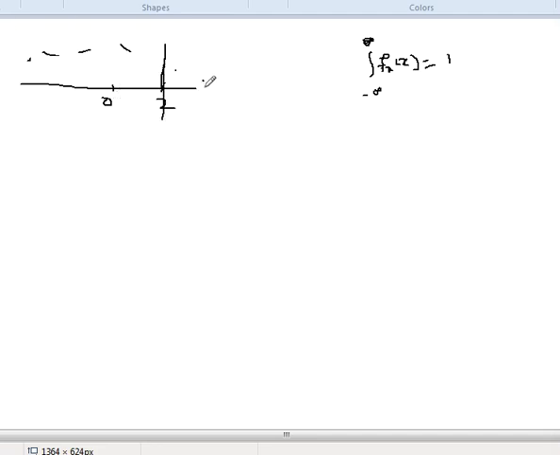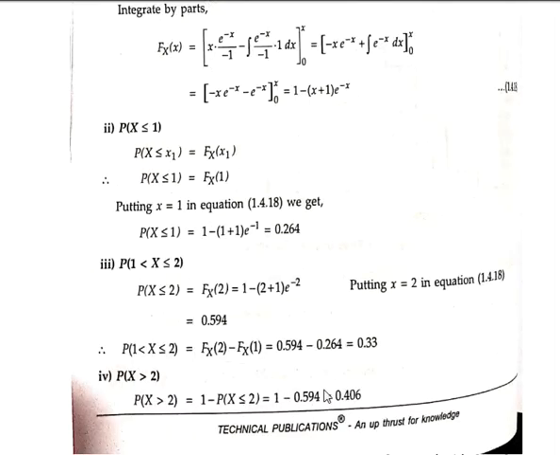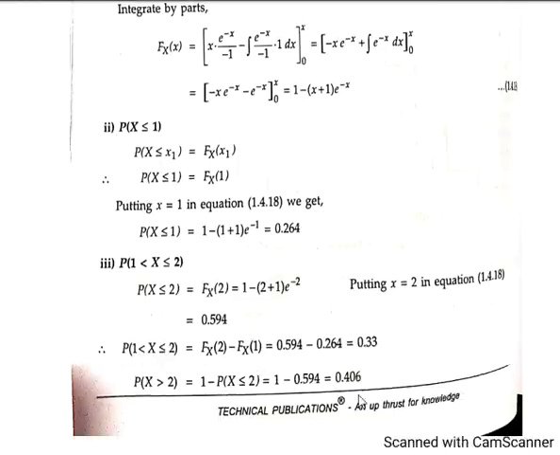So what is the probability distribution? It has to be 1 minus whatever is the rest. So that is 1 minus P of x less than or equal to 2. Whatever the value is, we subtract it from 1. So when we do that, we get 1 minus 0.594, which is equal to 0.406.